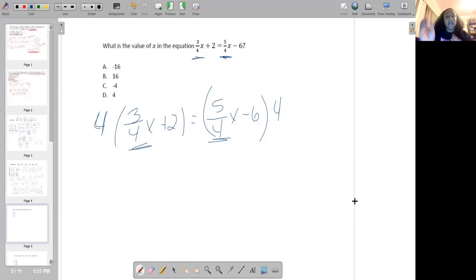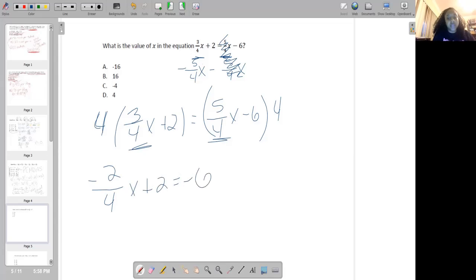So I want to get all my variables on the left-hand side, which means I'm going to subtract 5/4 x here and 5/4 x here. That cancels out. So now 3/4 x minus 5/4 x, right? It's the same thing as if they were whole numbers or integers. All we need to do is just subtract them. So 3 minus 5 is -2. So -2/4 x plus 2 equals -6.